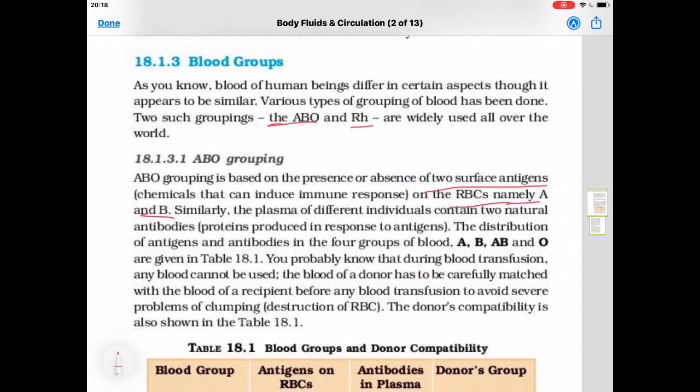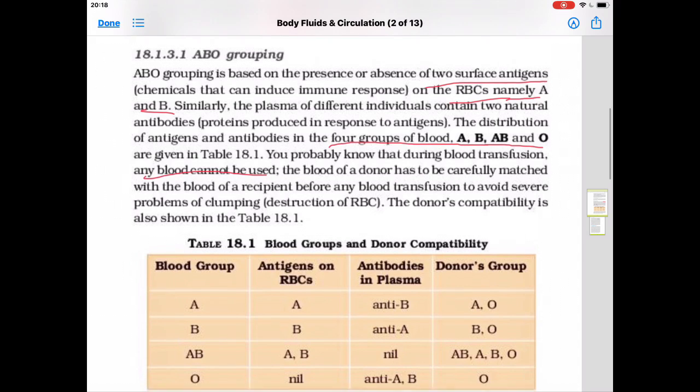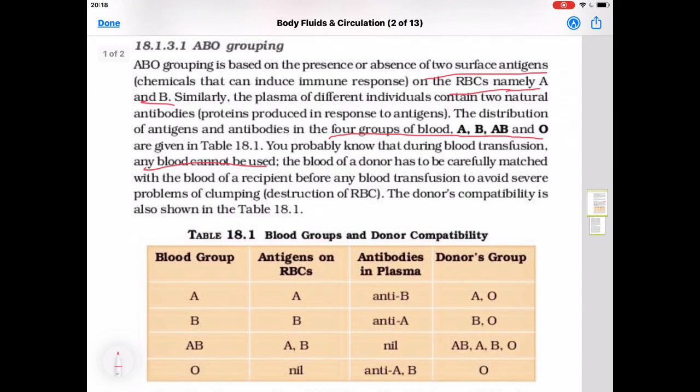The distribution of antigen and antibodies in the four groups of blood, that is blood group A, blood group B, blood group AB, and blood group O. You probably know that during blood transfusion, any blood cannot be used. The blood of a donor has to be carefully matched with the blood of a recipient before any blood transfusion to avoid severe problems of clumping, that is the destruction of RBCs.